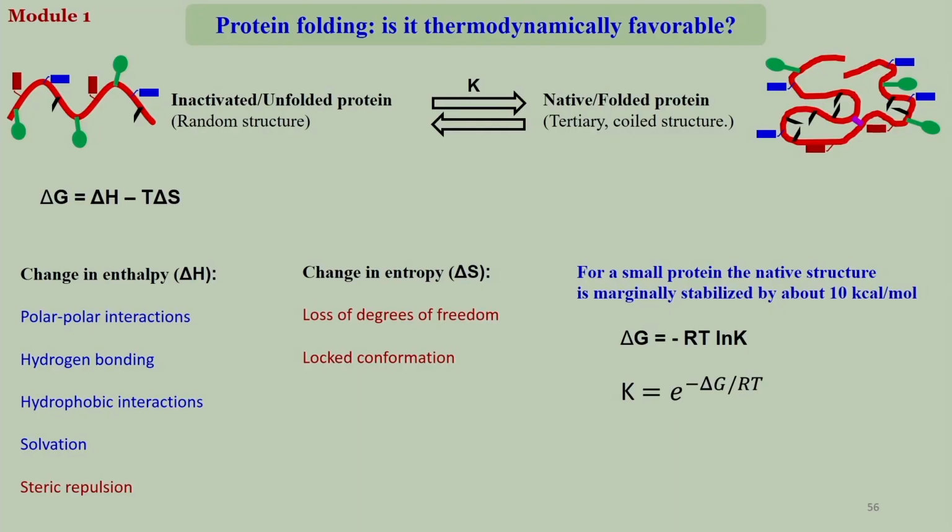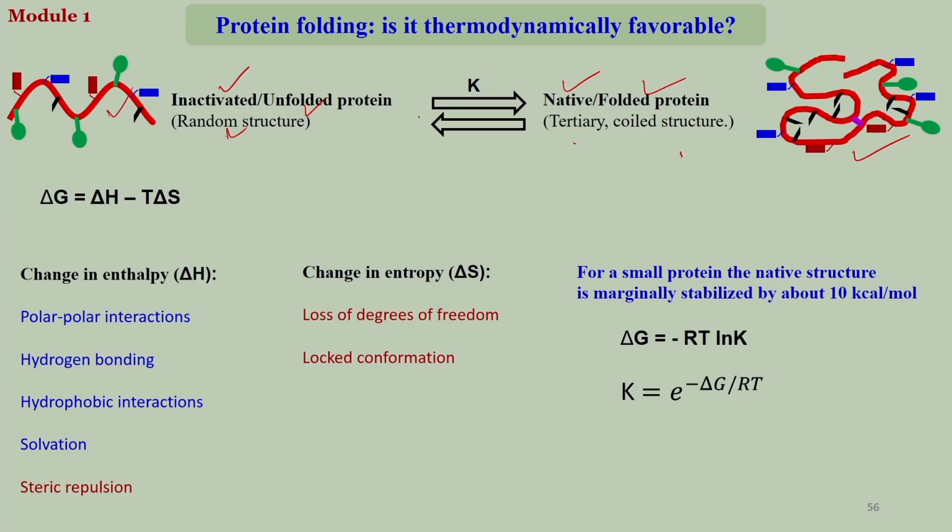So, you have the secondary structure of the protein coming to the tertiary structure of the protein. Secondary structure is the inactivated or unfolded form, and when it is the tertiary structure, this is called the native form or the folded protein. Tertiary is the coiled structure, while the secondary structure has a random structure.